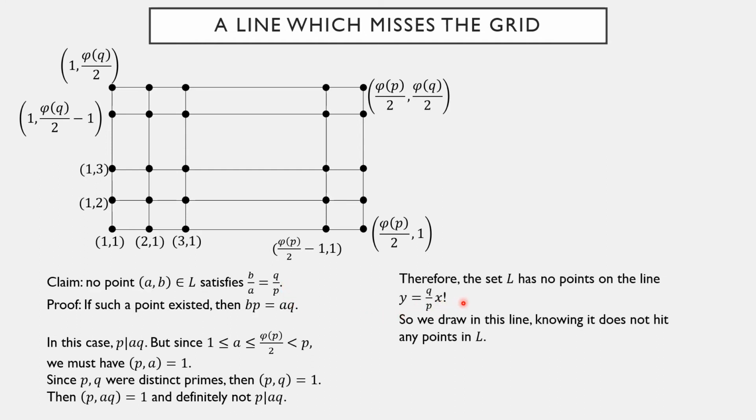So I'm going to draw a line of this slope, Q over P. The y-coordinate, B, can never equal that slope times the x-coordinate, A. Meaning, this line of this slope never intersects the grid that we drew. So if I draw the line of slope Q over P, it does not contain any points, A comma B, that satisfy this equation because B over A is never equal to Q over P. So I don't necessarily know exactly where this line goes, but it's definitely drawn to miss every point in the grid.